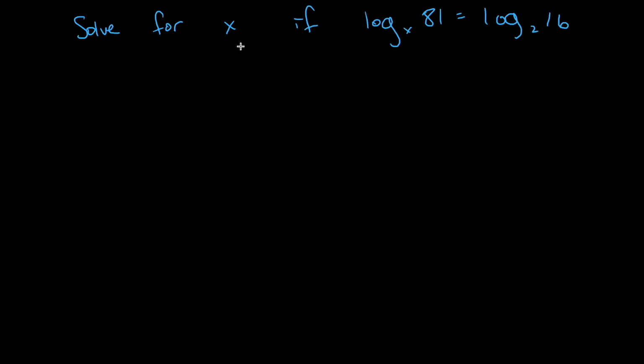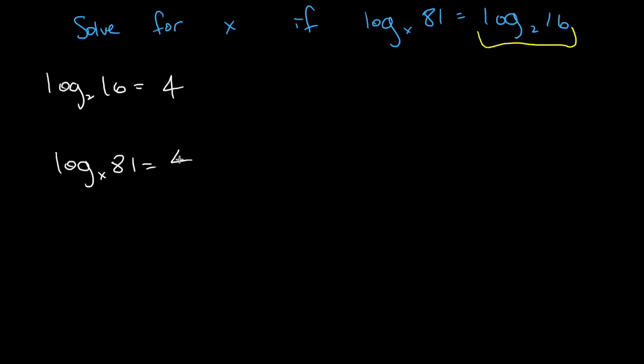This problem is asking us to solve for x if log base x of 81 is log base 2 of 16. So this is our numerical part, so we'll just focus on that. Log base 2 of 16 is simply 2 to the power what is 16? 2 to the power 4 is 16. To rewrite our equation, we have log base x of 81 is equal to 4.